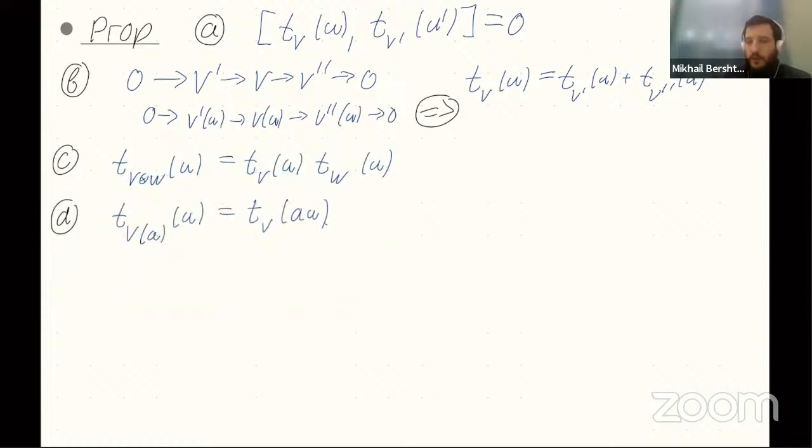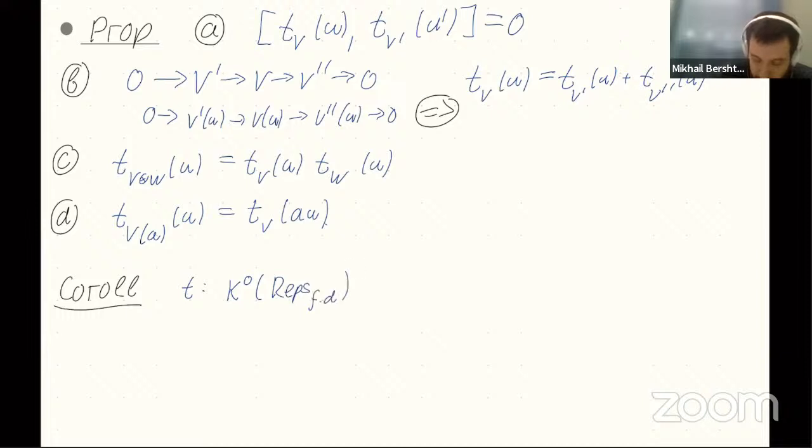V tensor W and W tensor V are not isomorphic, but T defined by them are equal. So if you want the corollary, as usual, the corollary: T is a homomorphism from the K0 of the finite dimensional representations to uq of b minus. And there is a property that V tensor W and W tensor V have the same classes in K0.